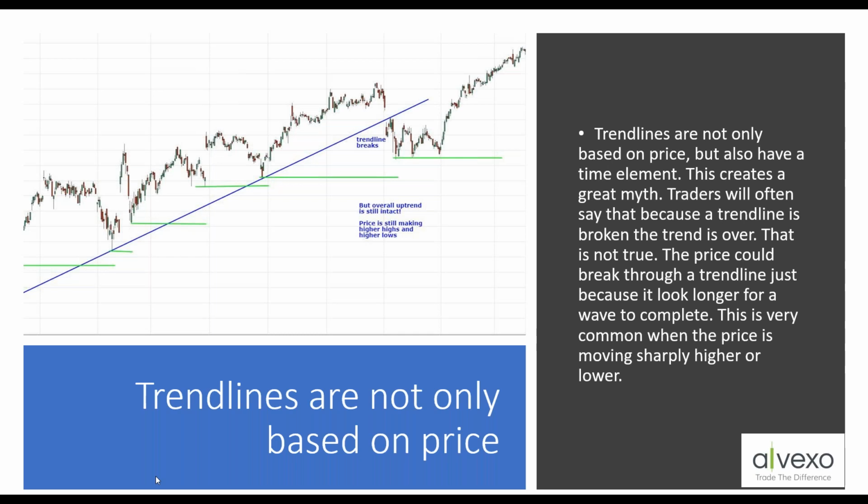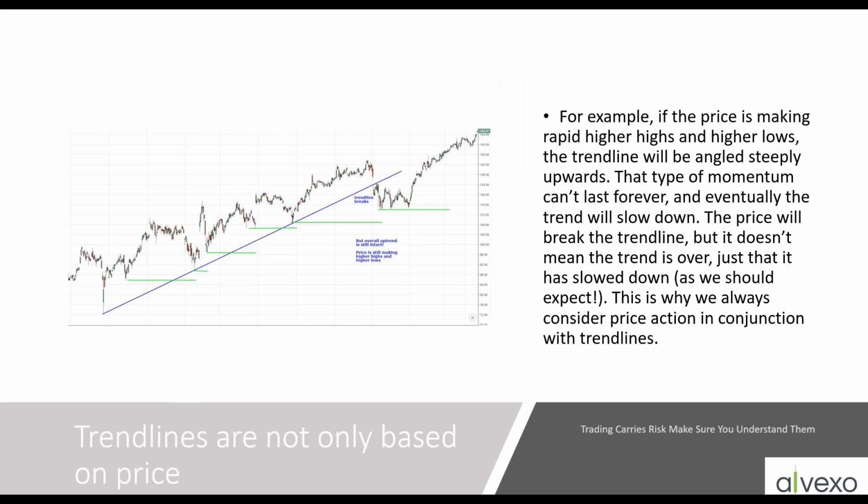Trend lines are not only based on price. For example, if the price is making rapid higher highs and higher lows, the trend line will be angled very, very steep. This type of momentum can't last forever. In fact, it's a very dangerous type of momentum because it can end very, very quickly.